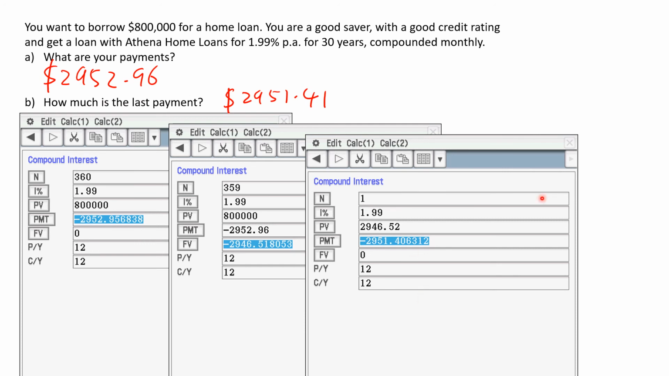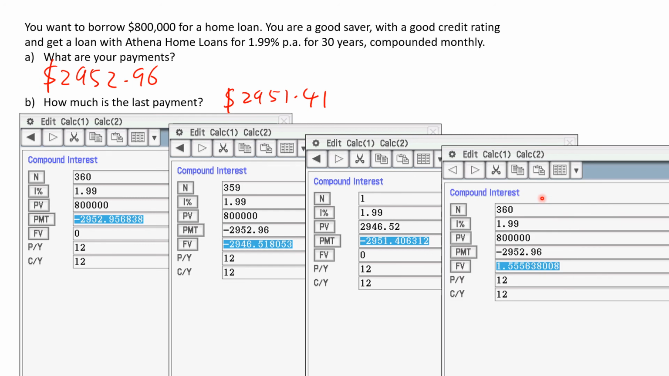Another quicker way, perhaps, of doing this is just to go, look, I've got 360 payments, 1.99. I know my payments now, and I hit the final value, and I get $1.56. Now you add these two numbers. That's a negative number plus a positive number, and you'll actually get a slightly different number. If you do that, because you get the 5, 6, you can see the 6's cancel out, so you'll actually get 2951.40. Only a difference of 1 cent.